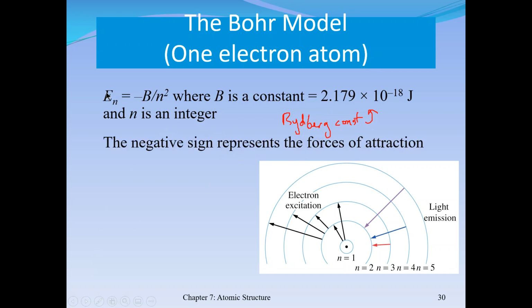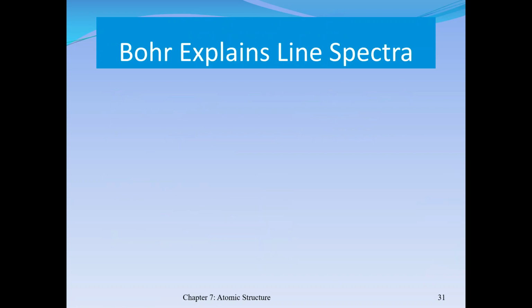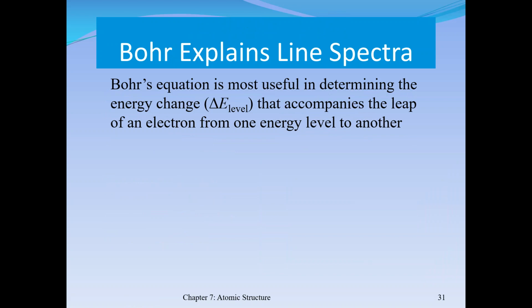The negative sign here is very important, because it indicates that there's a force of attraction between the electrons in the orbits and the positively charged nucleus. And of course, as I said before, the energy increases as you go from the lower orbits to the higher orbits, which means that when n is equal to infinity, En would be equal to 0. That represents a situation where the electron is pulled so far away from the nucleus that it is not experiencing any attraction with the nucleus, and therefore its energy relative to the nucleus would be equal to 0.